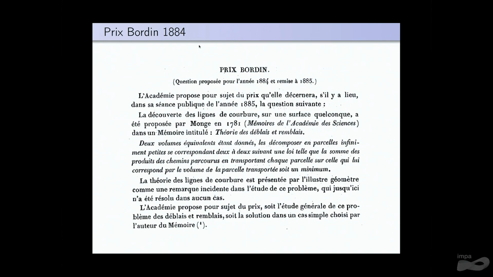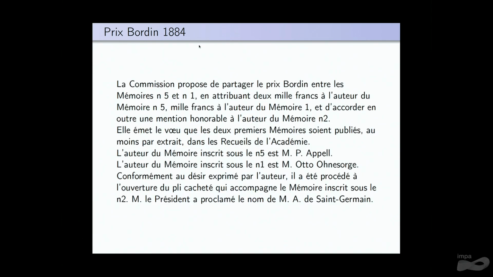We are in 1884. Then there was a competition, and there were several candidates, 3 candidates at least, and the Academy decided to give the prize to Paul Appel. Paul Appel is a very renowned mathematician. I will discuss that in a moment. And the guy who lost the competition is called Monsieur de Saint-Germain.